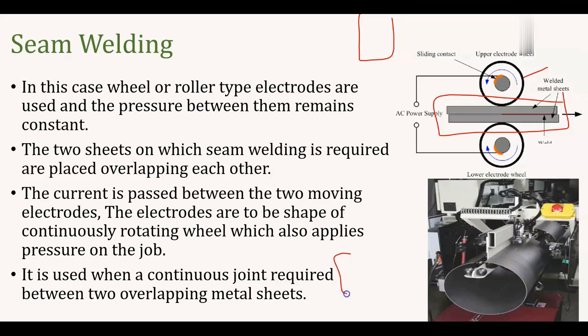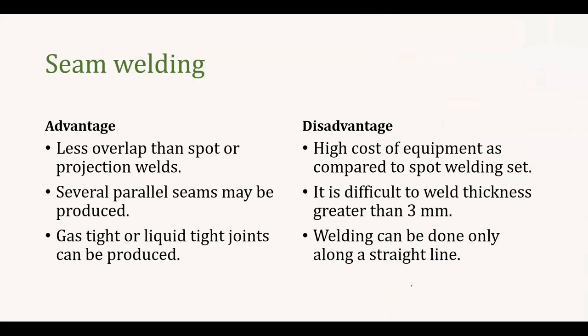In spot welding, we weld at particular spots, whereas in seam welding, it will be welded throughout the continuous portion, right? So this is highly suitable for circular components. Coming to the advantages, there is less overlap than the spot or projection welding type, and several parallel seams may be used. That means in parallel we can have n number of circular electrodes to weld a component.